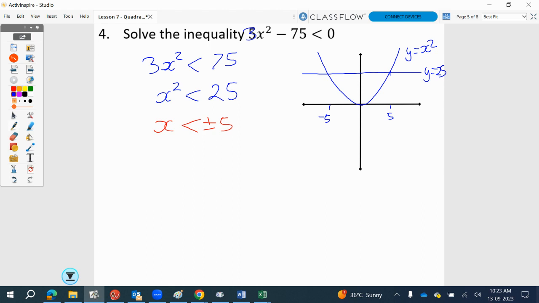Which solutions do we want here? Which x values, when squared, will be less than 25? No, there's more than one solution. There's an infinite number of solutions.